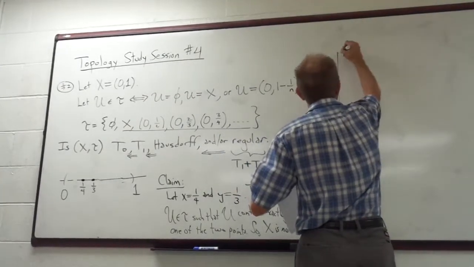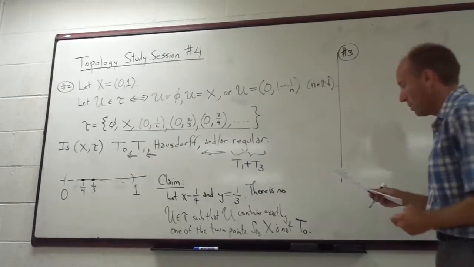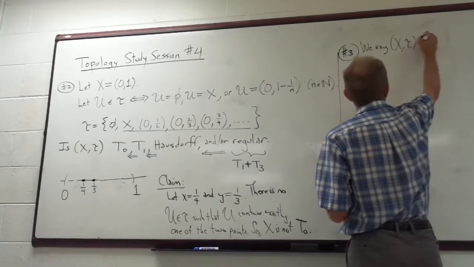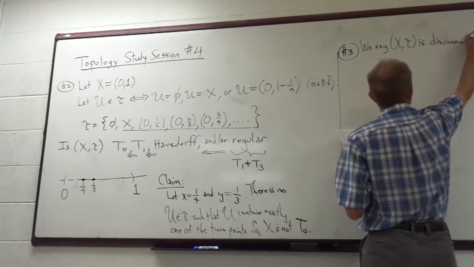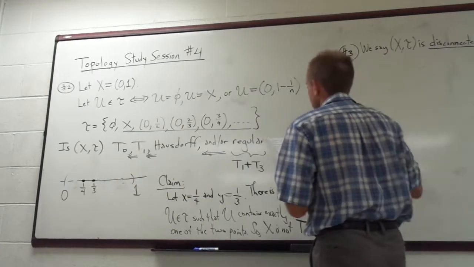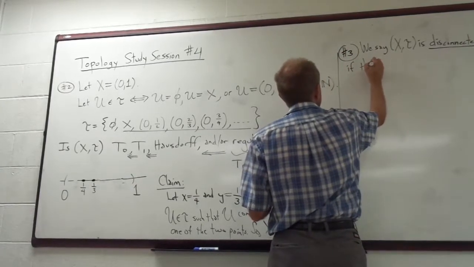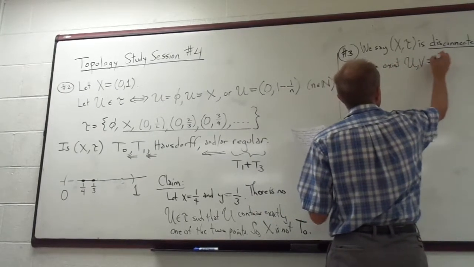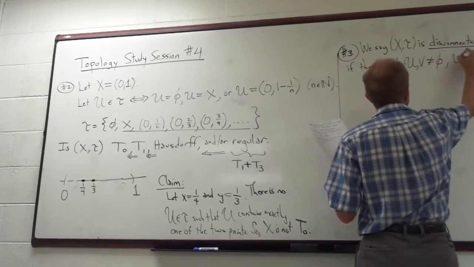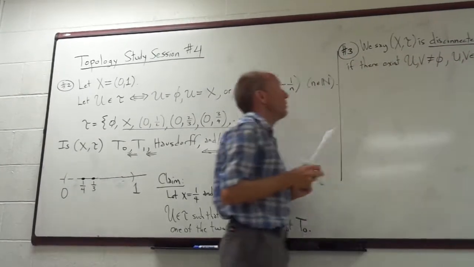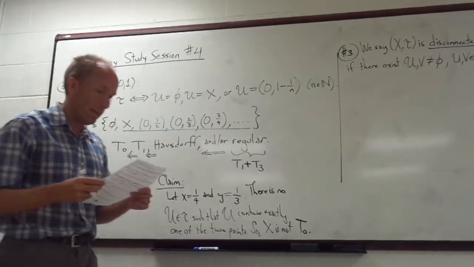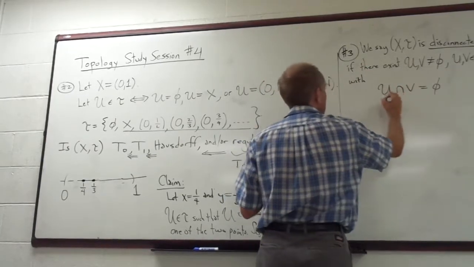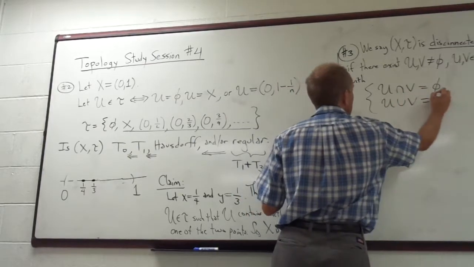It's going to be number 3. Okay, so I'm going to give you a definition here. We say that (X, tau) is disconnected if there exist U and V not empty, but U and V are in tau. So there's two non-empty open sets with U intersect V empty and U union V equal to the whole X.